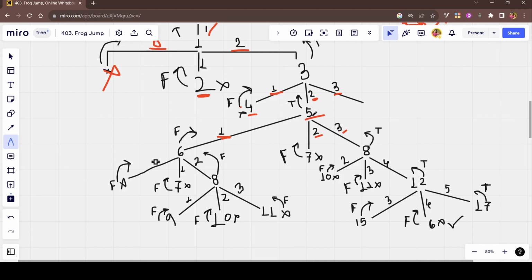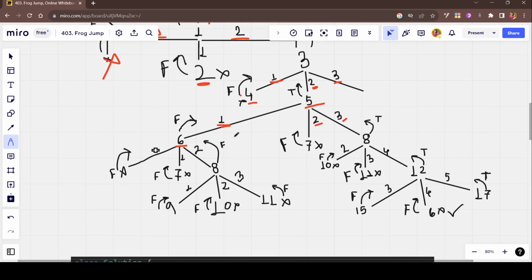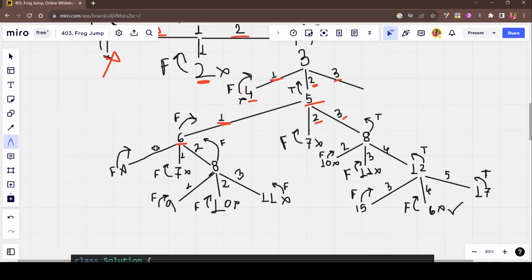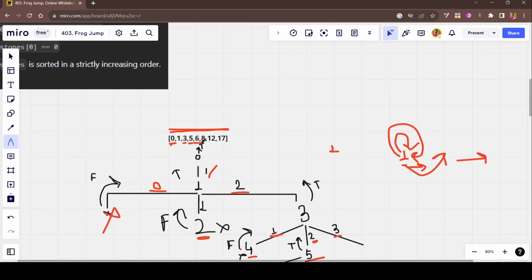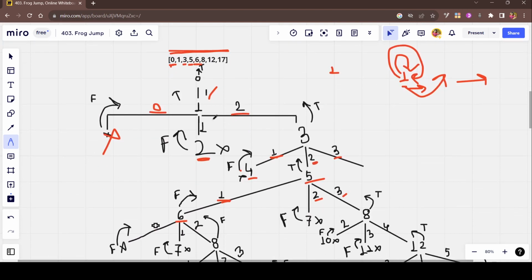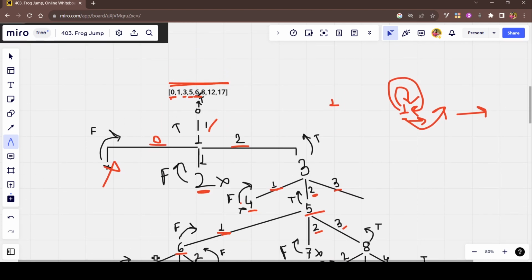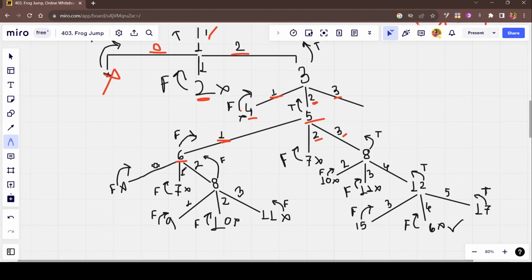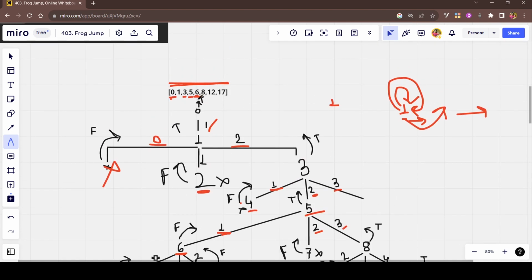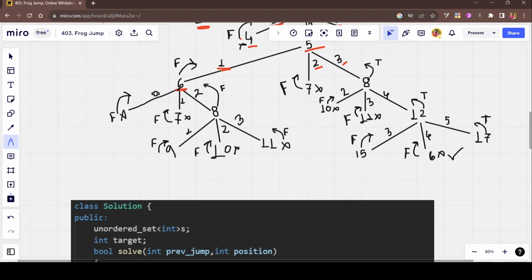So 5 plus 1, I am now on the 6th position. So from the 6th position, is it possible to jump? Do we have any kind of stone on the 6th position? Yes, we have a stone on the 6th position. So is it safe? Yes, it is safe. So go through it. Now on the 6th position, what are the jumps possible?